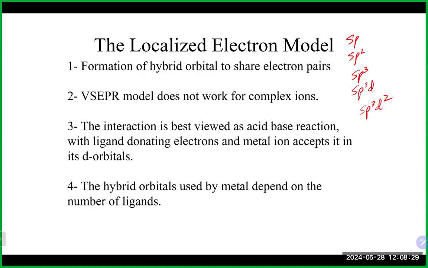The VSEPR model doesn't work very well for complex ions, but there is a relationship, as we've been talking about, as more of a Lewis acid-base relationship, where the metal ion is accepting electrons into its d orbitals. The hybrid orbitals used by metals do depend on the number of ligands that are present. As you may remember as well, this is typically for a linear arrangement, right? That is your trigonal planar. That's your tetrahedral. That's your trigonal bipyramidal. And that is your octahedral arrangement.